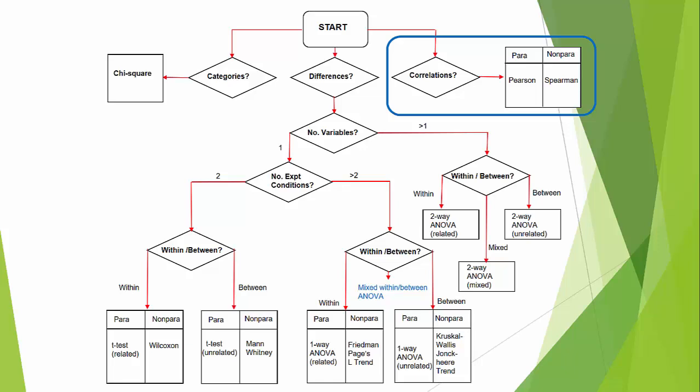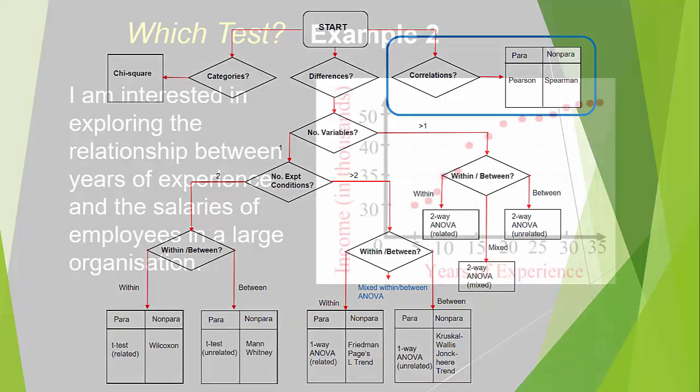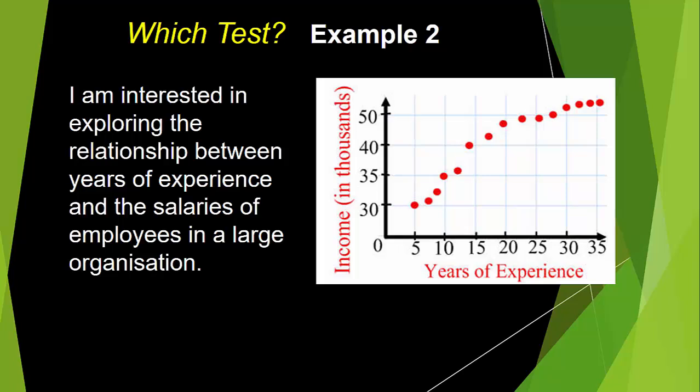You will notice there are two types of correlation test, and the choice you will make depends on whether the data measured is parametric or non-parametric. I will say more about that later. An example of a correlation test might be if I want to explore the possible relationship between current salary and number of years experienced amongst employees at a large company.